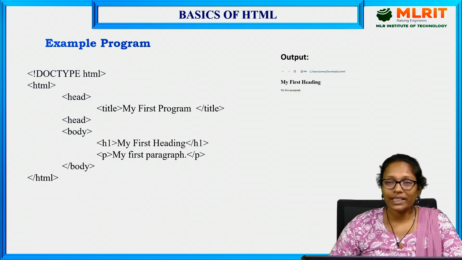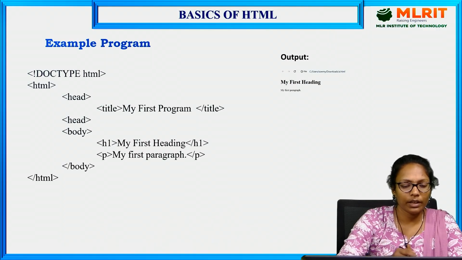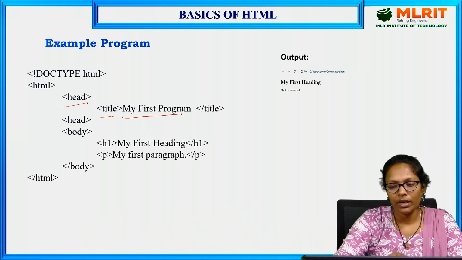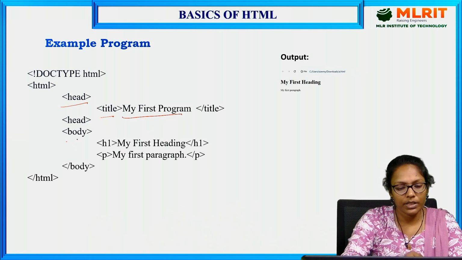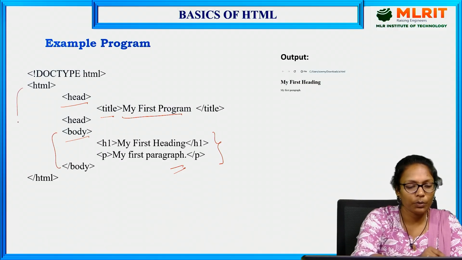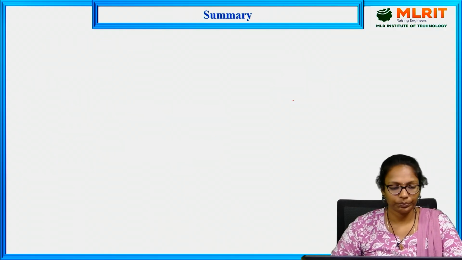So a simple example, as we discussed in the previous slides, the same example we are writing here. In the header section, you're writing the title as my first program. And next, in the body section, I'm creating one heading followed by one paragraph. So that's all. Close your heading part. After closing the body, close your HTML part also. And this is the output you're going to get. The first line is the heading section, and the next is the paragraph section.